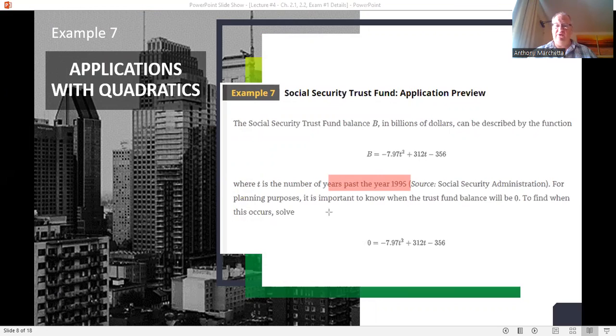So when I solve this equation here using Desmos, which is really very easy to do, I'm going to get an answer, and whatever that answer is, I'm going to add it to the year 1995. Let's go into Desmos and get a solution now.